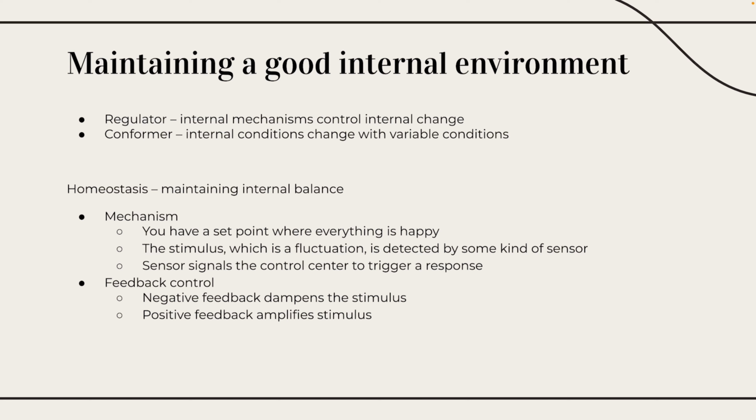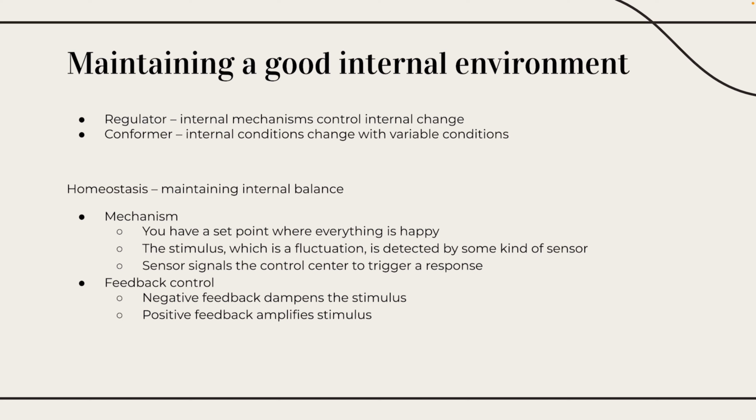Basically, in the mechanism, you have a set point where everything is happy, and you have a stimulus, which is a fluctuation from that set point, and it's detected by some kind of sensor. And that sensor is going to signal the control center to trigger a response. That's basically how maintaining homeostasis is going to work on the most basic level. And then we utilize something called feedback control.